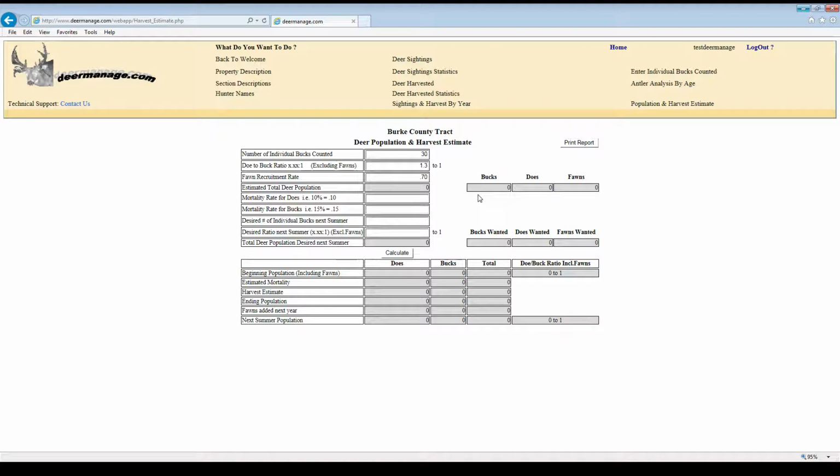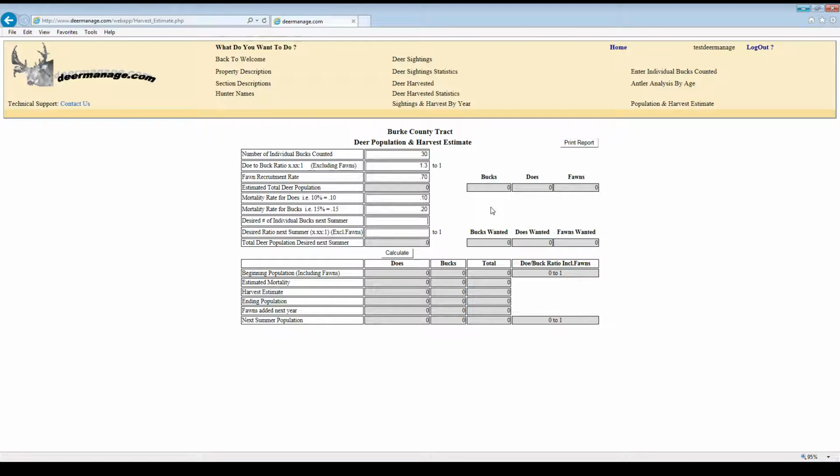Mortality rate, we estimate that we lose approximately 10% of our does to natural mortality. Natural mortality is disease, getting hit by a car, etc. Mortality rate for bucks, right now we're going to use 20%, which is 0.20.